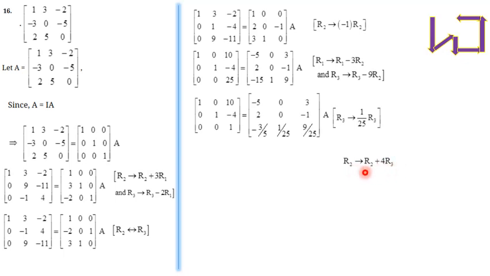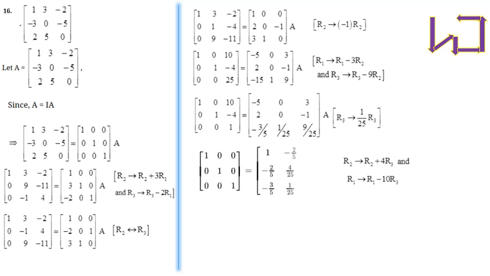R2 changes to R2 plus 4 R3, because if I subtract 4, here minus 4 is there. If I add 4, it becomes 0. If I subtract 10 from here, it becomes 0. That calculation we are doing. R1 changes to R1 minus 10 R3. After doing the transformation, R1 changes to R1 minus 10 R3.